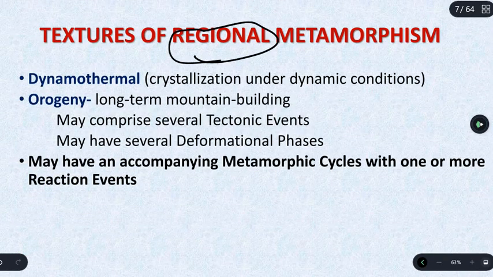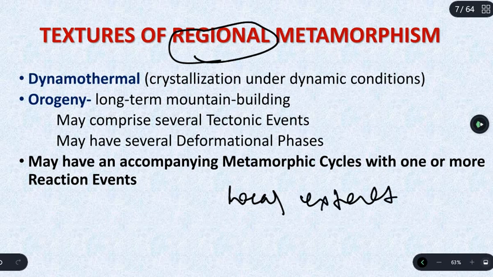What do you mean by regional? Not local. Local is local metamorphism, right? Local extent. Regional is due to collision, due to the orogenic process or mountain building processes. Whatever grains gradually get metamorphosed, that is called the regional metamorphism.